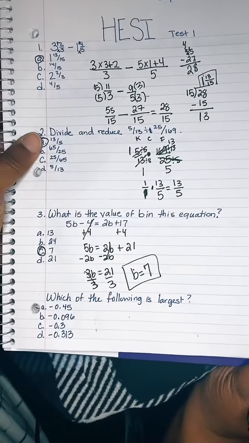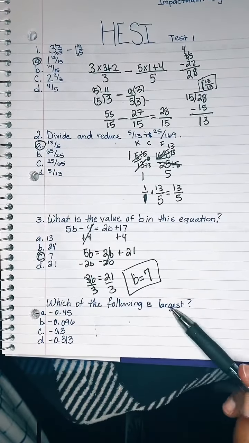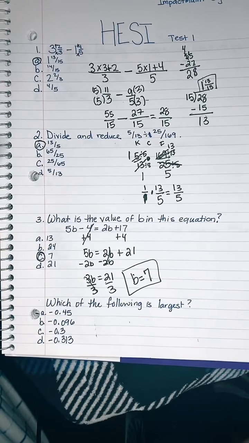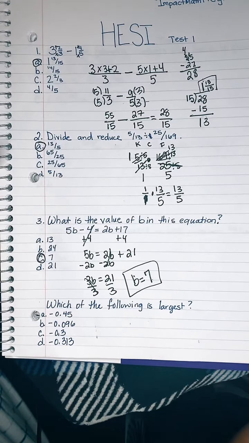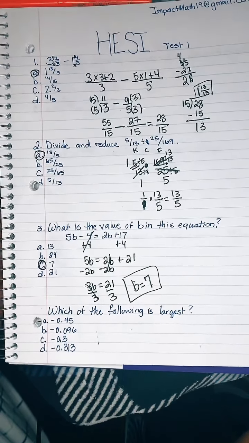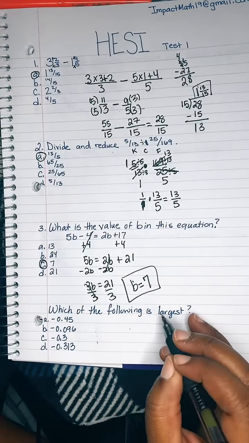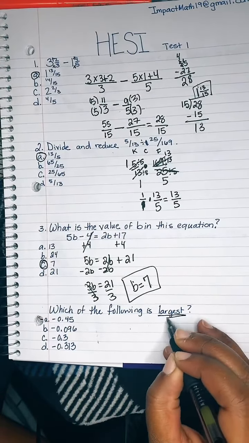Ooh, this one could be a little tricky. Which of the following is largest? Okay. Ooh, B, C, D. Okay. We have to understand what this means when we say largest.